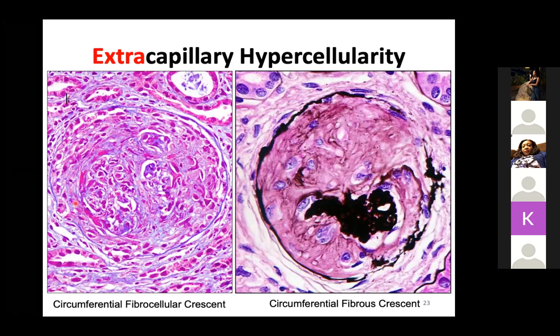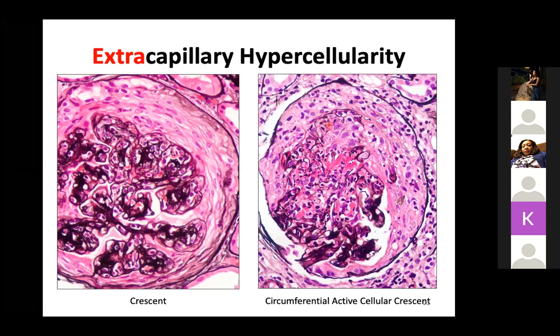This is a fibrocellular crescent because it has some amount of this blue matrix. This one is fibrous because here the cells are very few. If the matrix is up to 80% of the whole composition, it is a fibrous crescent. If it is in between, it is fibrocellular. And a cellular crescent is when more than 80% of this proliferation is composed of cells rather than matrix, right?